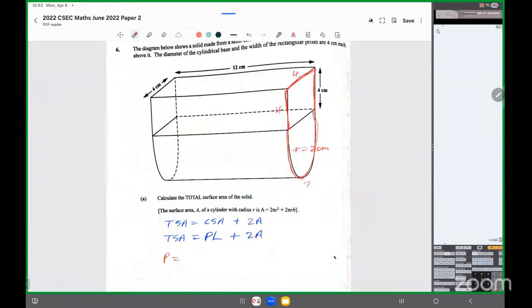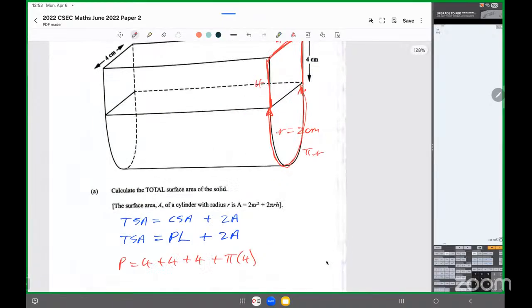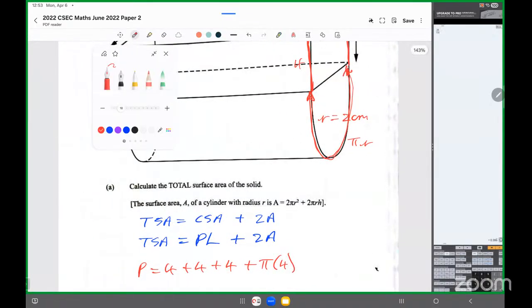And remember, the circumference is 2 pi r, so half of a circumference is just pi r. Pi times r is this half of a circumference. So the perimeter of the end is 4 plus 4 plus 4 plus pi times 4. This pi times 4 is pi r. Circumference is 2 pi r, and a semicircle, half of a circumference, is pi r.